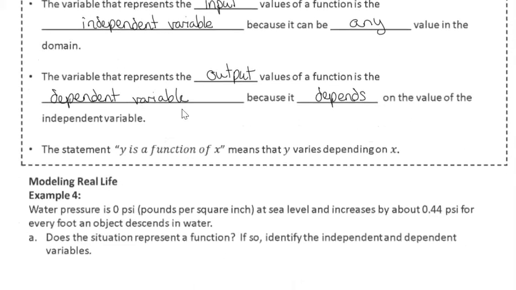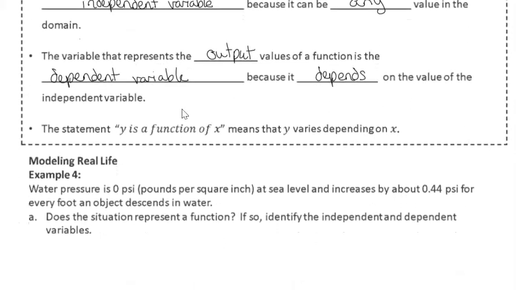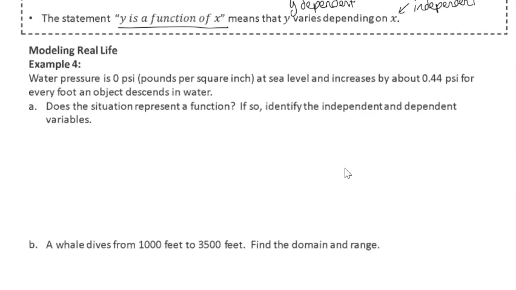All right. So when they say this statement, y is a function of x, it tells you y varies depending on x. And so what that means is y is dependent on x, so x is independent. So when it gives you that wording, you can figure out, okay, y is dependent and x is the independent.